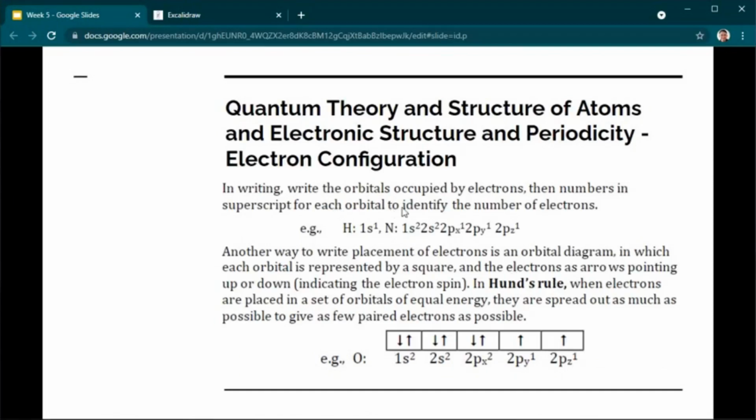In writing, write the orbitals occupied by electrons, with numbers in superscript for each orbital to identify the number of electrons. For example, we have hydrogen. Hydrogen only has one electron and it is on the 1s subshell. So 1s with 1 as the superscript since it has only one electron. If that is helium, then that will be 1s with superscript 2 since it has 2 electrons. For nitrogen, the atomic number is 7, so it has 7 electrons.